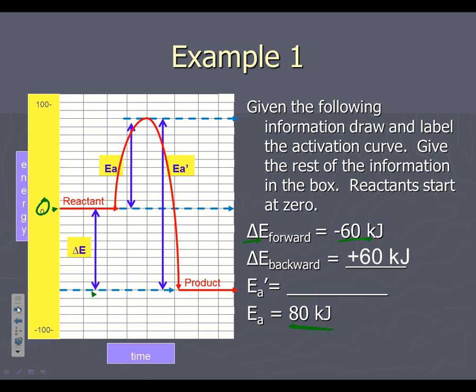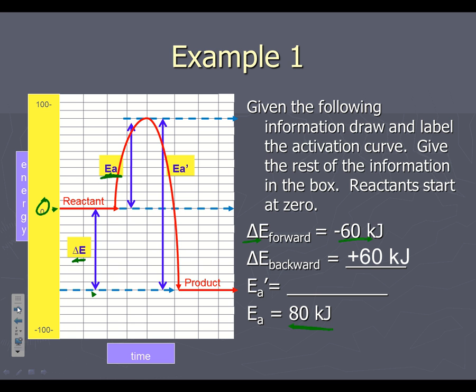Yes? So how come the delta E backward, is that what it's called? How come that's labeled right now EA, how come that's not? So this right here is a distance between the reactant and the product. If I'm going from my reactant to my product, I've given off energy, so it's negative. Going from my product to my reactant, I had to add energy. You have to add 60, so I'm just wondering why it's labeled EA versus delta E.